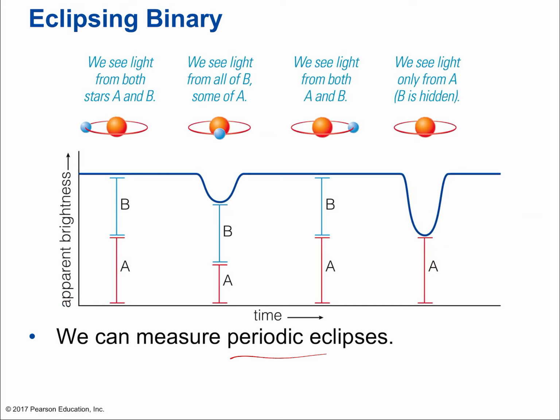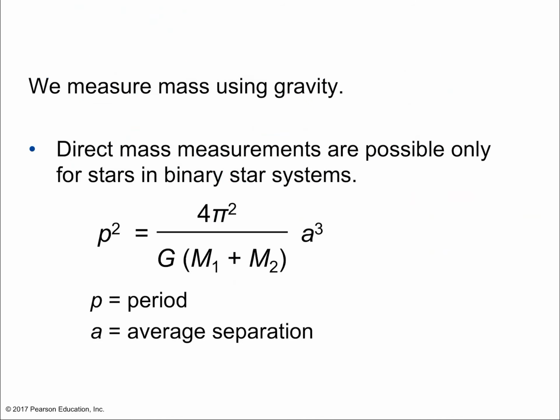And again, if all this sounds like similar techniques to how exoplanets are quantified, they are. They're basically the same techniques. Okay? And so direct mass measurements are possible only for stars in binary star systems.